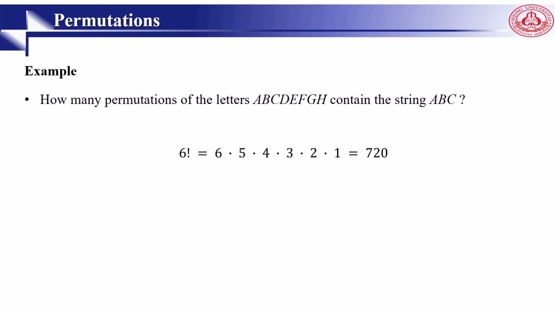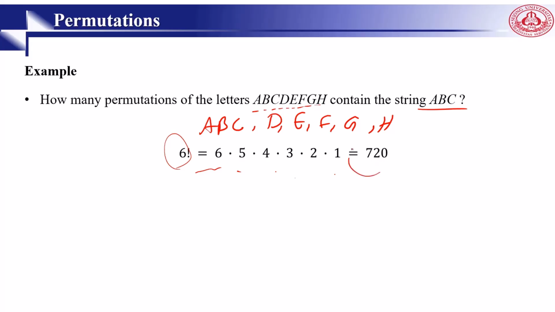Another example for permutation: how many permutations of the letters A, B, C, D, E, F, G, H contain the string ABC? We solve this problem by counting the permutations of 6 objects: ABC, D, E, F, G, and H. This gives us 6 factorial, 6 × 5 × 4 × 3 × 2 × 1, which equals 720 ways.